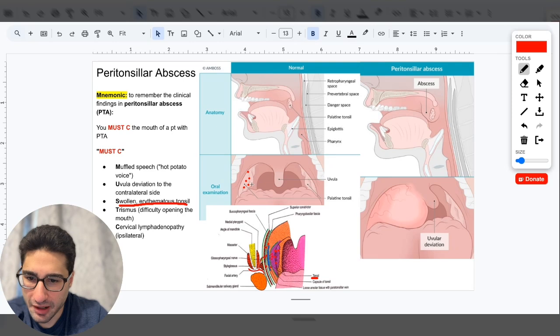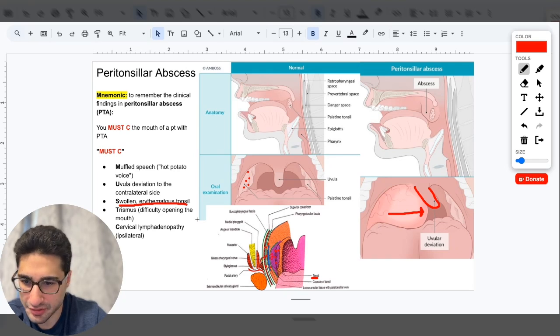As the white blood cells try to fight off the infection, there's going to be an accumulation of dead tissue and debris, which is going to form a pocket of pus, which is the hallmark of an abscess. Now we're going to see this abscess, and as it grows, it is going to put pressure on the surrounding structures, most notably the uvula over here. And so what we're going to get is this uvular deviation to the contralateral side. So that is how we get this clinical feature.